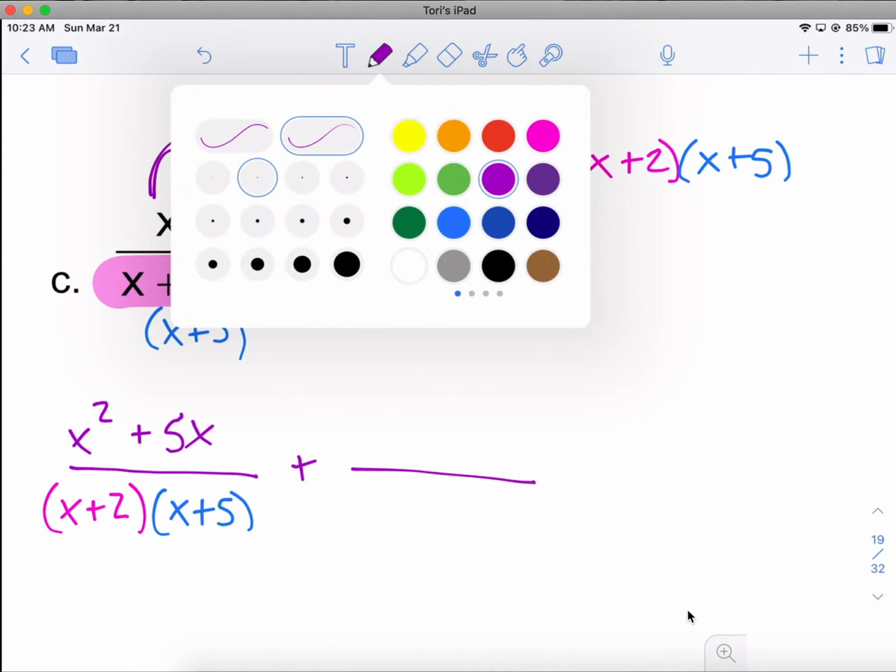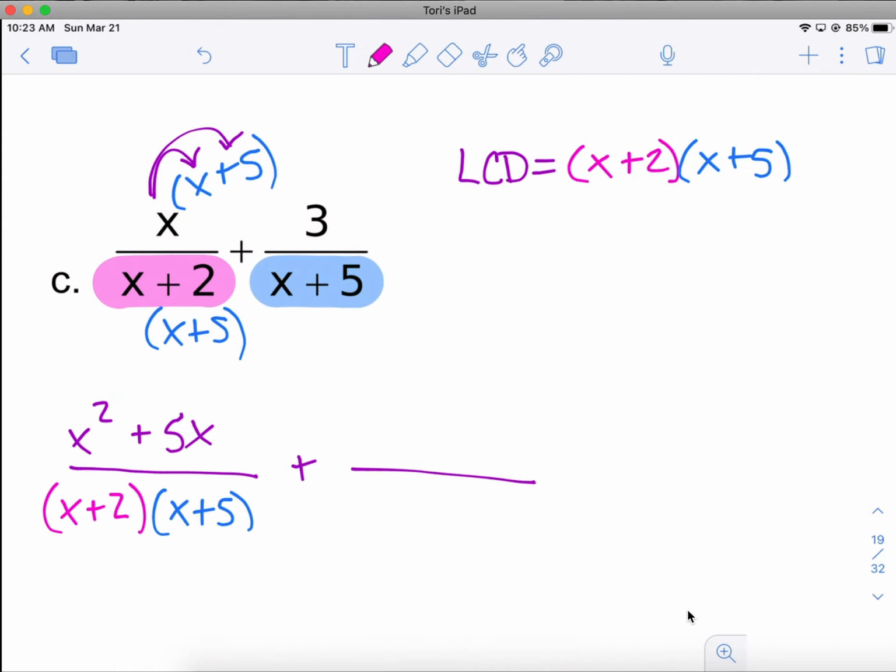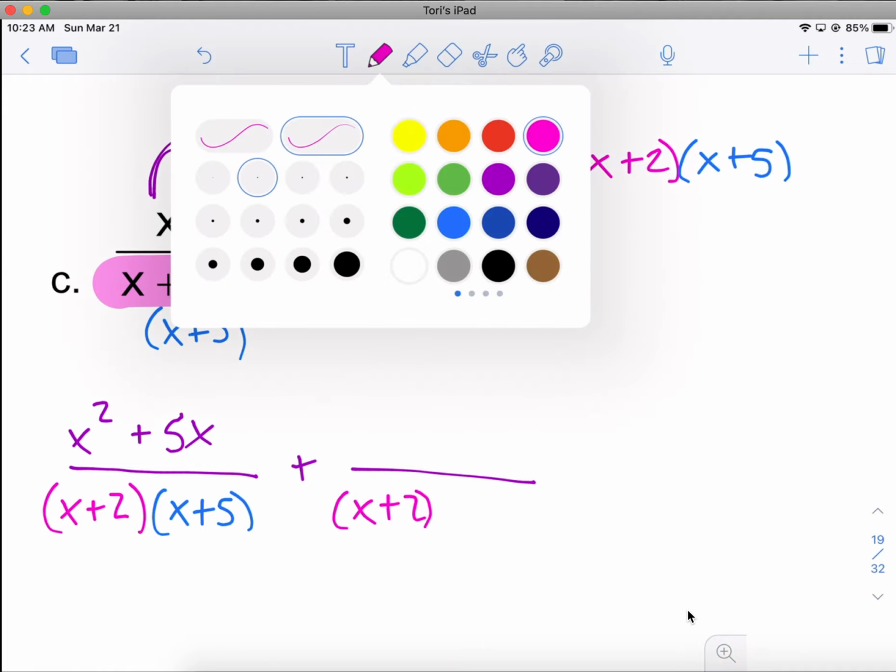So what does the blue have? And what does he need for the pink to make it match? He needs to multiply by the x plus 2. Whatever I multiply on the bottom, I need to multiply the same thing on the top. So when I do that on the bottom, now I have an x plus 5 and an x plus 2, which is exactly what I wanted.